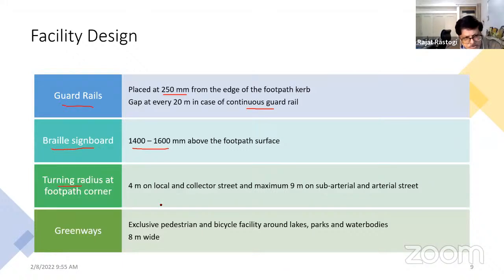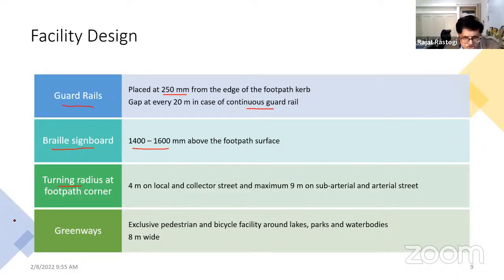The turning radius, if you remember, was 6 meters and 12 meters, but now it has been brought to 4 meters for local and collector streets. In sub-arterial and arterial streets, it is being taught as a maximum of 9 meters.